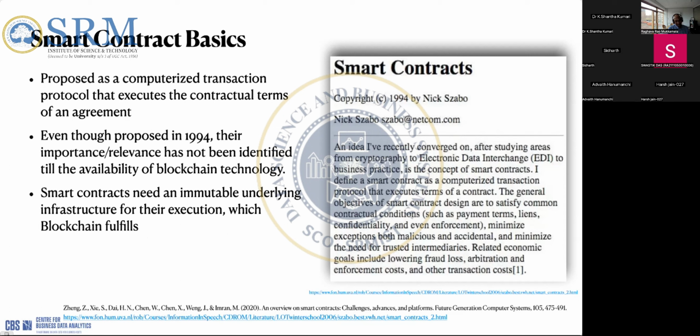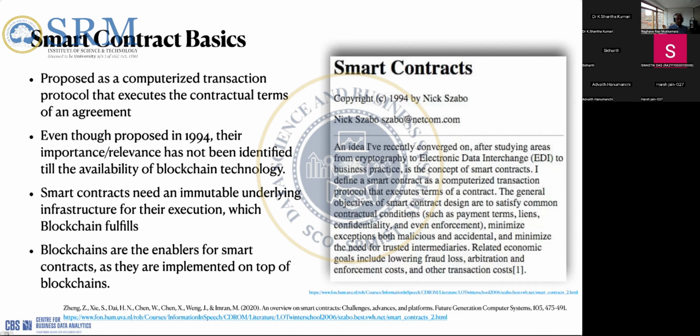We can see that successful blockchain infrastructures came only after 2009 and 2010, when Bitcoin was quite popular, right? That's why smart contracts were not very well known until the evolution of blockchains.